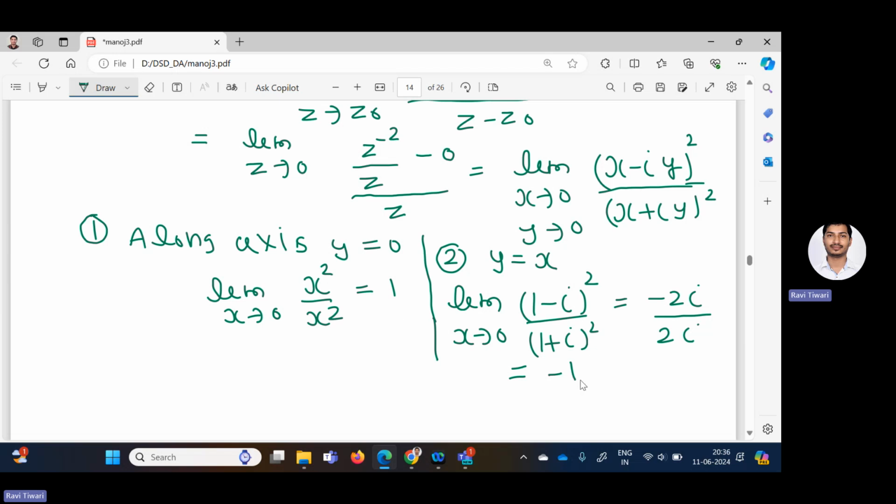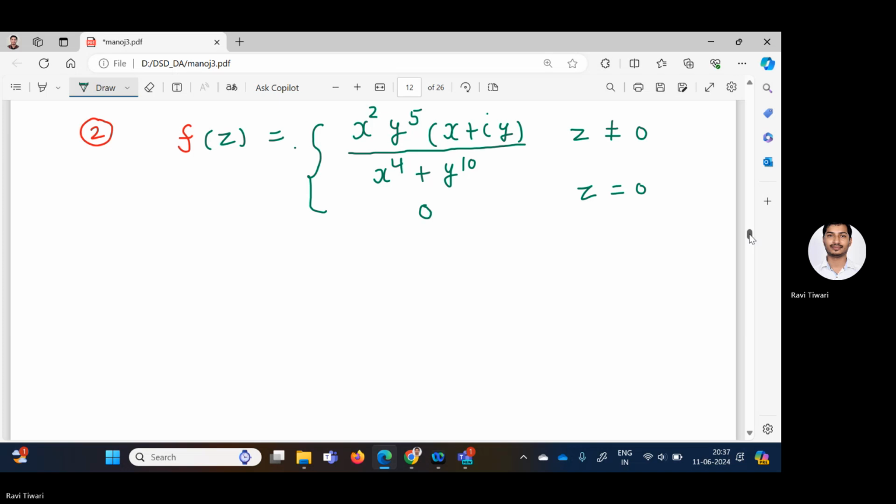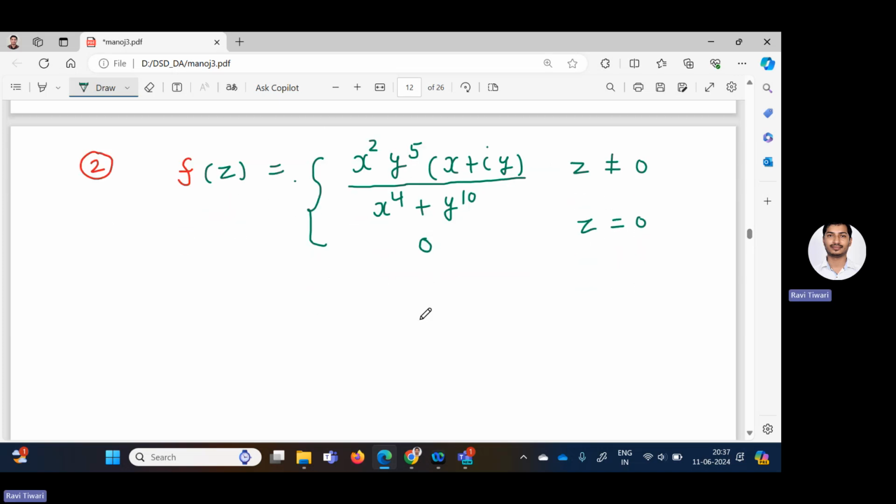So 1 and minus 1 are both different. So we can ensure that this function is not differentiable at z equal to 0 because we are getting different limits along different paths. If a function is not differentiable, then we cannot talk about analyticity of the function. The second problem is also similar to the first one. I will explain it quickly.